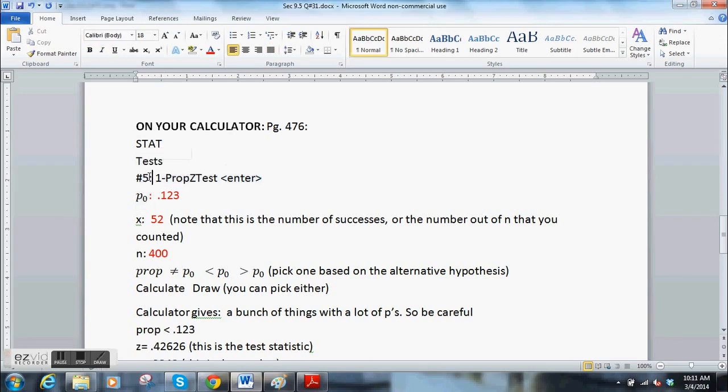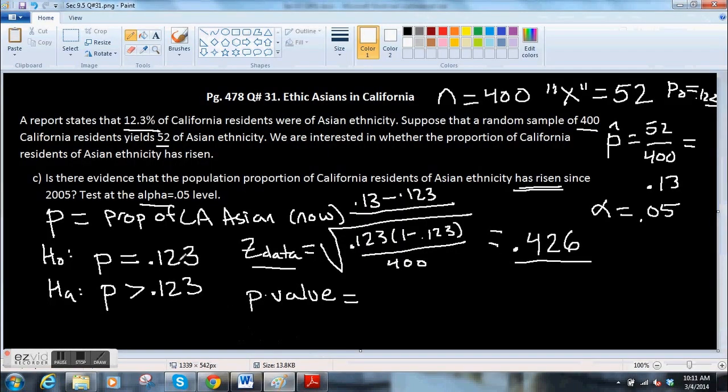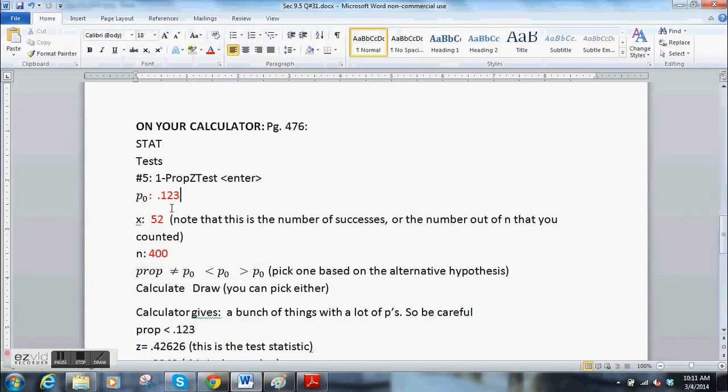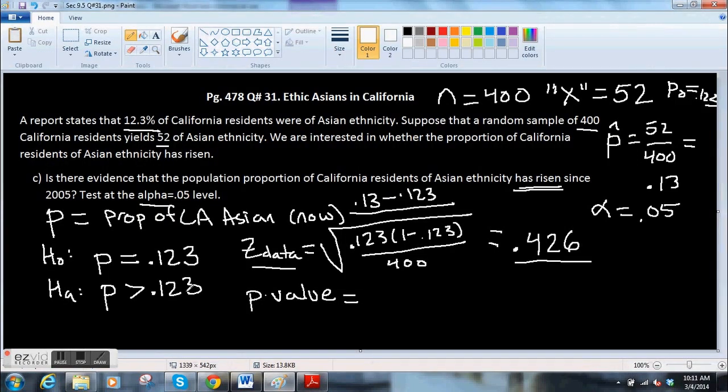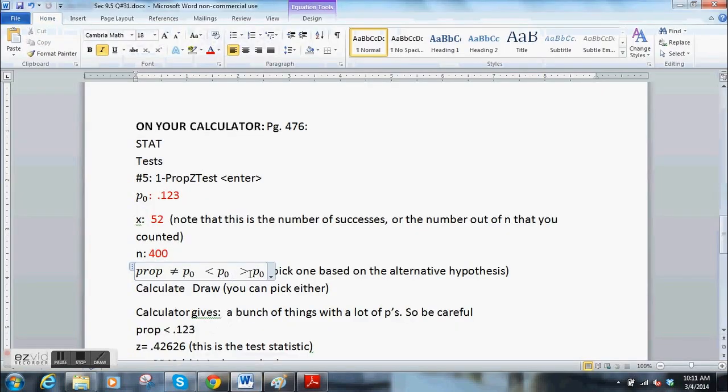The cool thing is that's section 9.5, and it's number 5. How nice is that? So now your p0, that's 0.123, because that's the number in the hypothesis. X is the count, the number of people out of your sample of 400 that were Asian Californians. N is 400. And this next line is the alternative hypothesis. The alternative is greater than, so you want to highlight the greater than one. You'll get the wrong answer if you highlight the wrong alternative hypothesis.